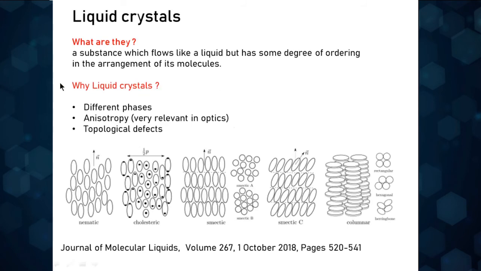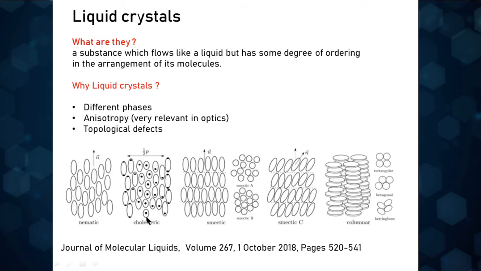Liquid crystals, I assume most of you will be aware of it, but for the sake of completeness, they are essentially a substance which flows like a liquid, but has some degree of ordering in the arrangement of its molecules. In a way, kind of a crystal. The important aspect is the liquid crystals actually have different phases. For example, one can have nematic phase, where the individual molecules are roughly aligned in one particular direction. There's a kind of a director field which you actually can define.